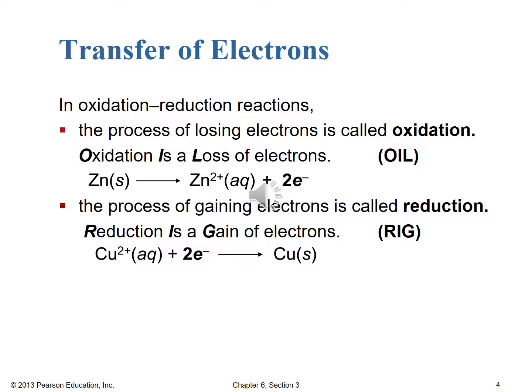We also have the reduction process. That's the process of gaining electrons. So if we want to go with the OIL RIG mnemonic device, reduction is a gain of electrons. So OIL, oxidation is loss. RIG, reduction is gain. If you want to go back to Leo says GER, loss of electrons is oxidation for Leo, and GER, gain of electrons, is reduction.